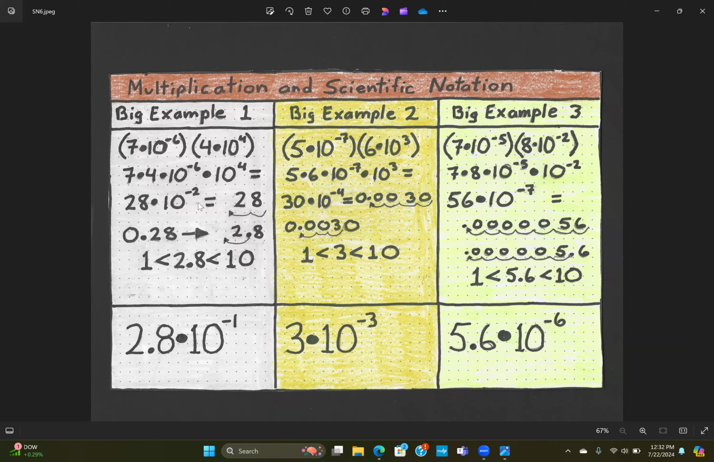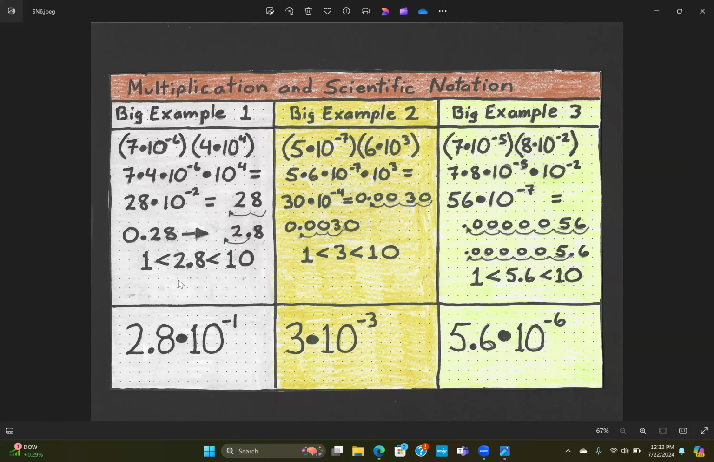Because we have it raised to the negative second power, we're going to move that decimal point 2 places over to the left. And that will put our decimal point right here. So now we have 28 times 10 raised to the negative second power, which will be equal to 28 hundredths, or 0.28. However, we have to move the decimal point to a place that is between 1 and 10 in scientific notation. And so we're going to move that decimal point one place back over to the right. And now we have 2.8.